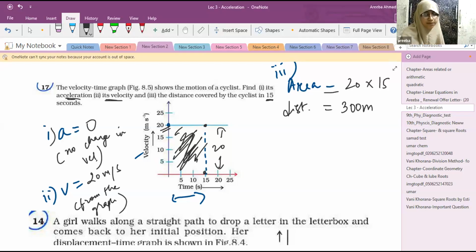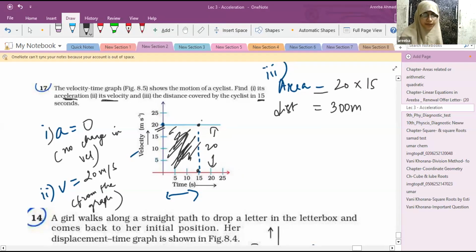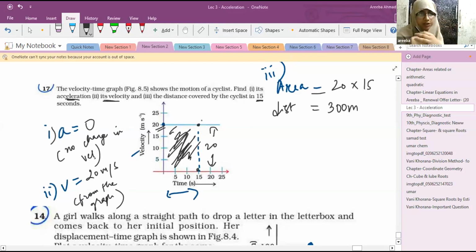All right, Abdullah, got it? Written, correction done? Yes, ma'am. I understand. Graph based questions will be asked, but they are very scoring. Okay.